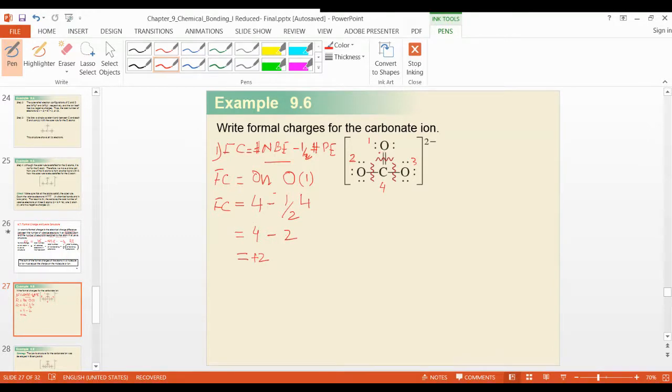The formula is not the valence electron, it's not bonding and minus half bonding. No, this is non-bonding electron 4, and these are the bonding electron 2, 2, 4. So now you will get 4 minus 2. You will get this 2, right? Oxygen. You have 0. Why 2?